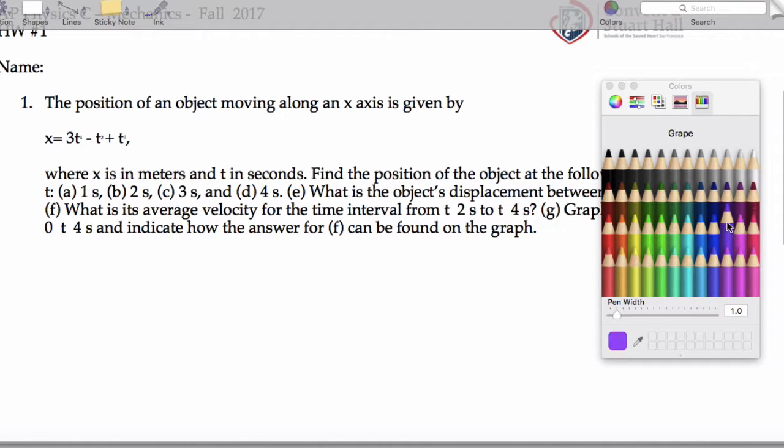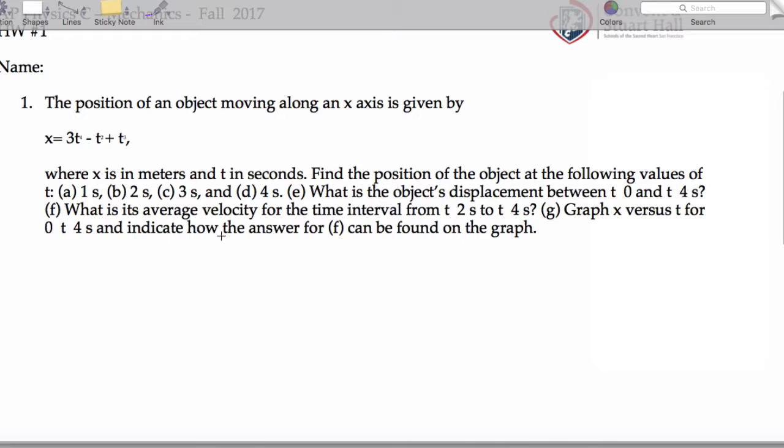It's time to do some problems, and I'm just very excited to do them with you. So, let's find the position of the object with the following values of t. Now, really, this is some calculator work, right? x is 3 times 1 to the 4th plus 1 squared plus 1 cubed. Are you kidding me? 3 plus 1 plus 1, 5 meters.